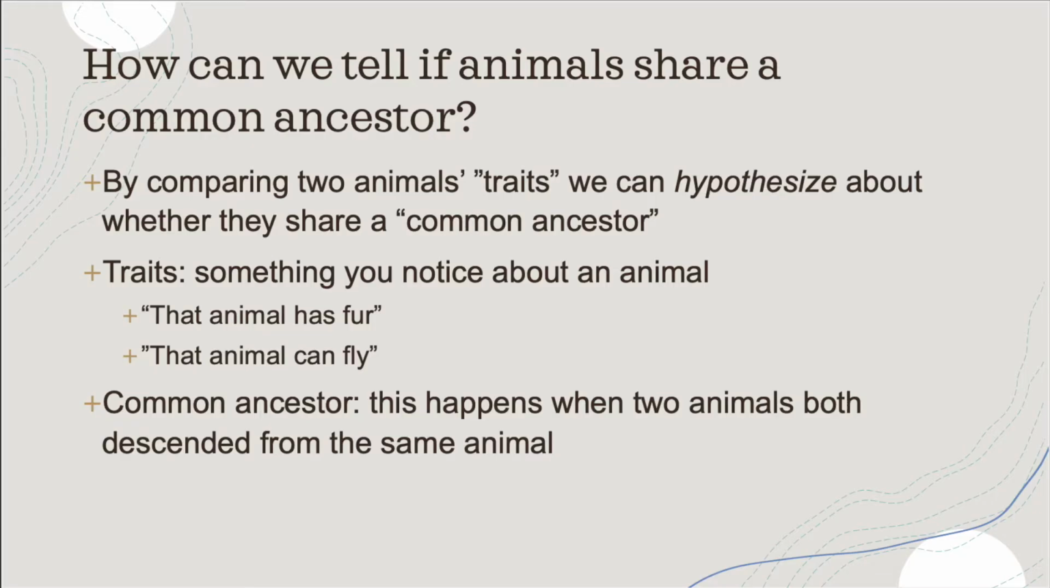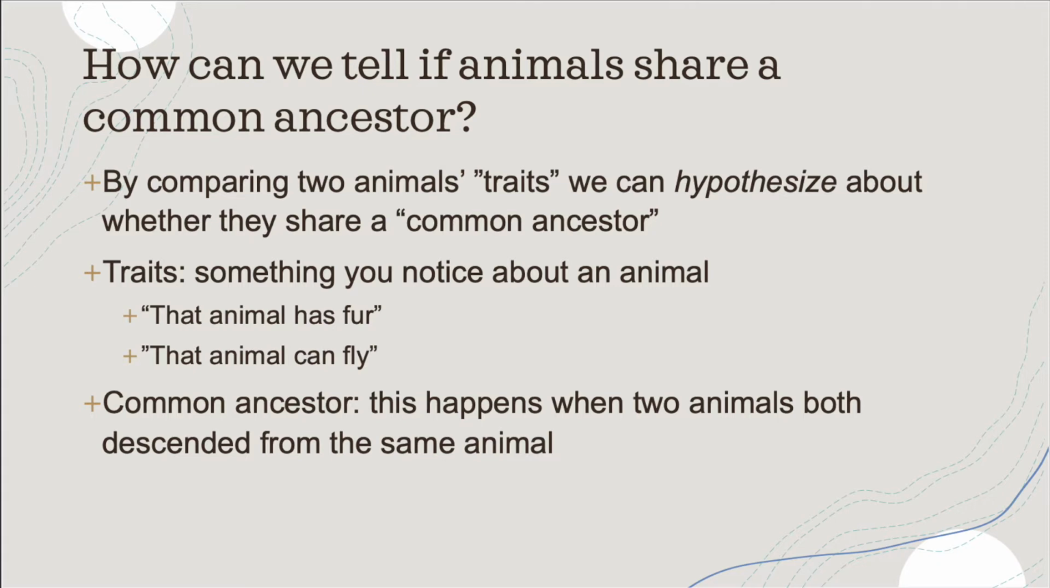So now that we have a better understanding of mammals, we can begin to ask the question, how can we tell if animals share a common ancestor? By comparing two animals' traits, we can hypothesize or guess about whether they share a common ancestor. Trait is just a fancy word for something you notice about an animal. So a trait could be that the animal has fur. It could be that the animal can fly.